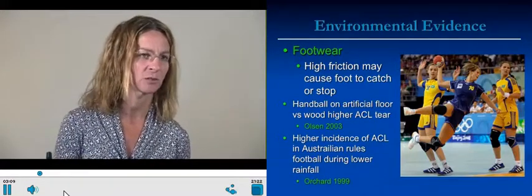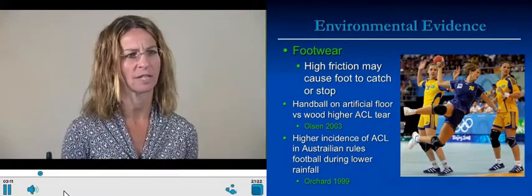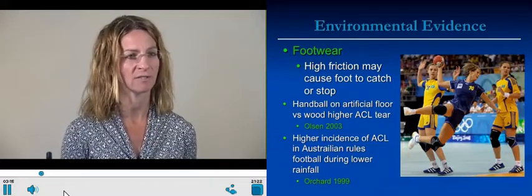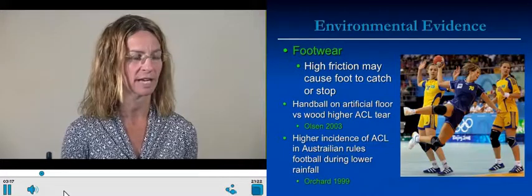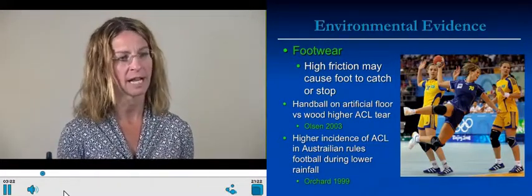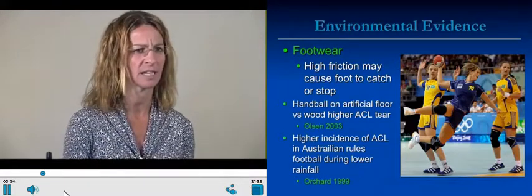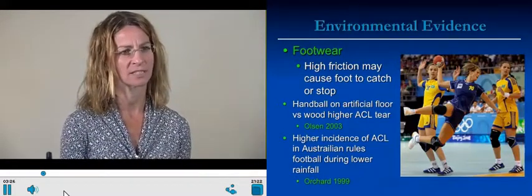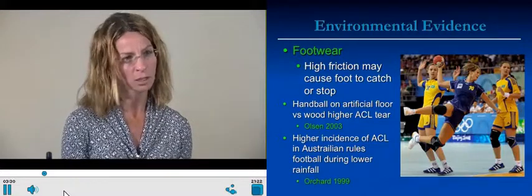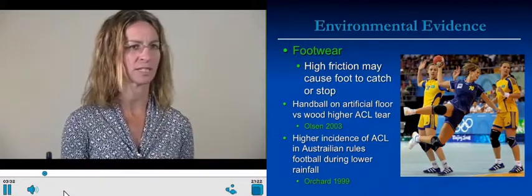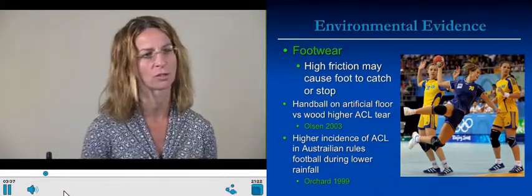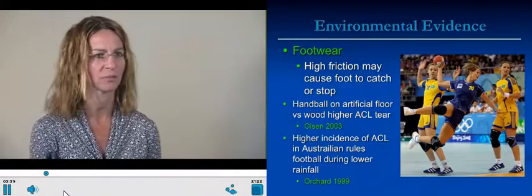And there was a study in 2003 that showed that handball on artificial floor versus wood floor had a higher incidence of ACL injuries, again supporting that issue that maybe higher friction may cause this to be a problem. And then there was another study done in 1999 showing that there was a higher incidence of ACL injuries in Australian rules football during lower rainfall. So again, these are some of the studies out there, and again, we haven't really come to any definitive conclusion yet, but maybe an issue.